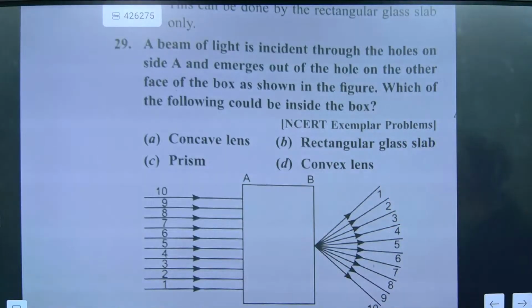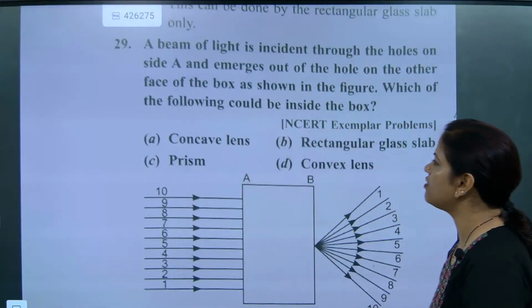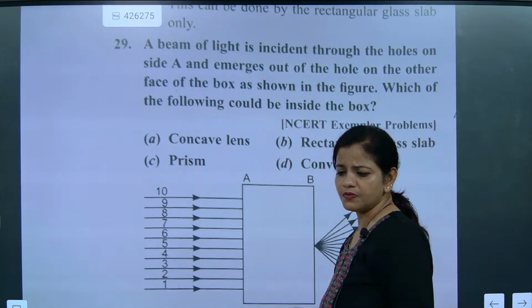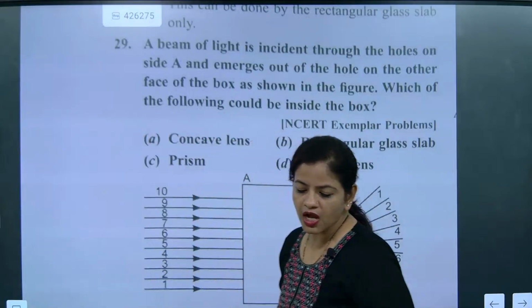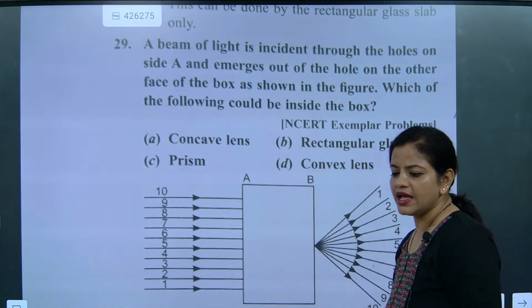Now come on, answer this question. Which lens can be inside? Is it a convex lens? Is it a concave lens? Is it a rectangular glass slab, or is it a prism? So what can be the correct answer? You children have to answer. Kavya and Sharmila have given option D.